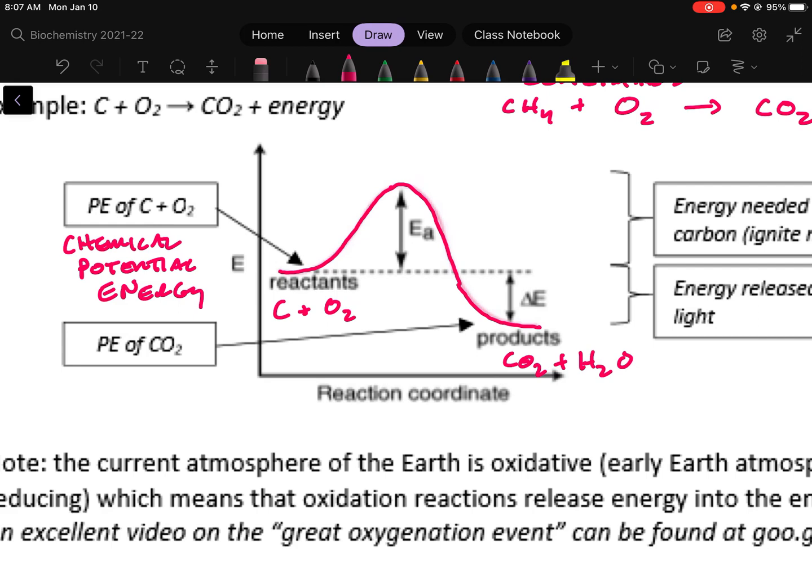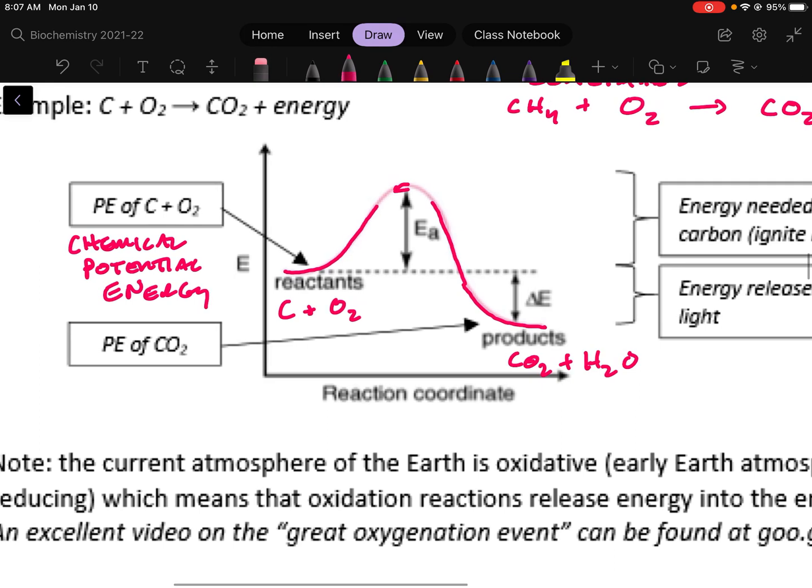So there's all these intermediates that can form. And those intermediates are up here, and we don't really talk about them, but it takes energy to get this whole process started. And that energy is what we call activation energy. The energy to make those intermediates happen, and then those intermediates collapse down into products, that's what we call activation energy.